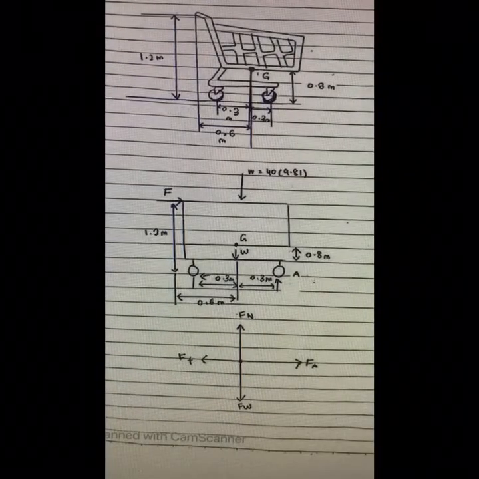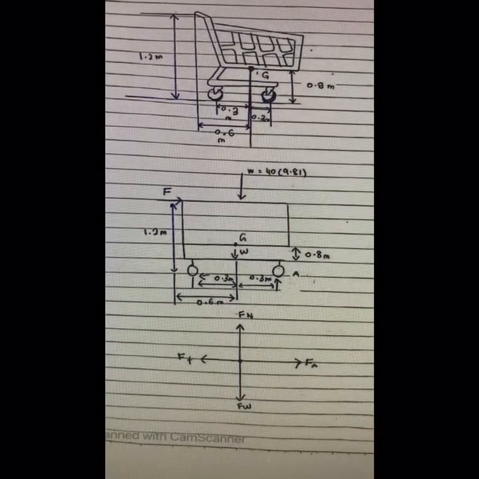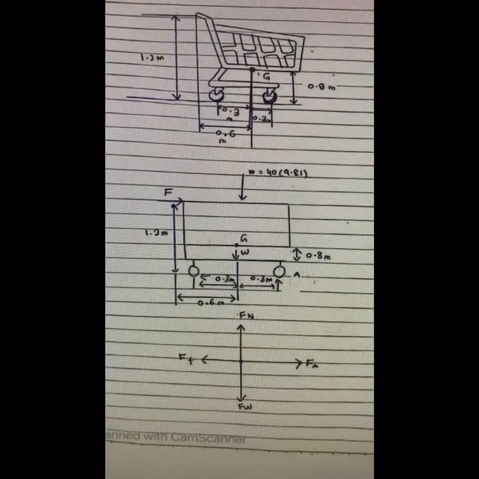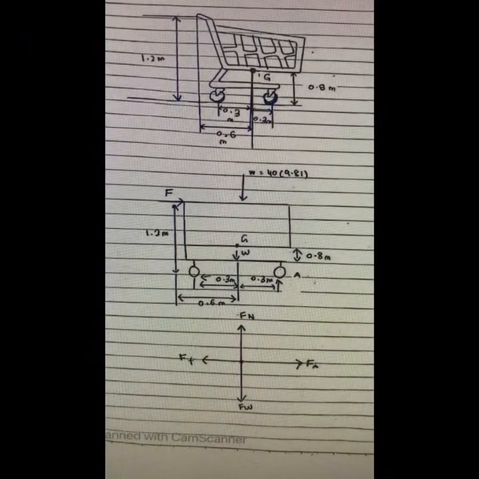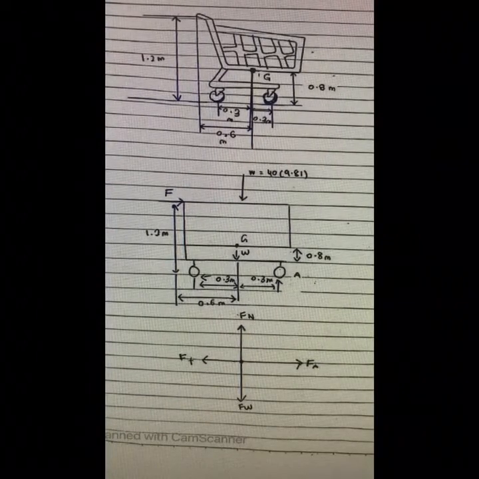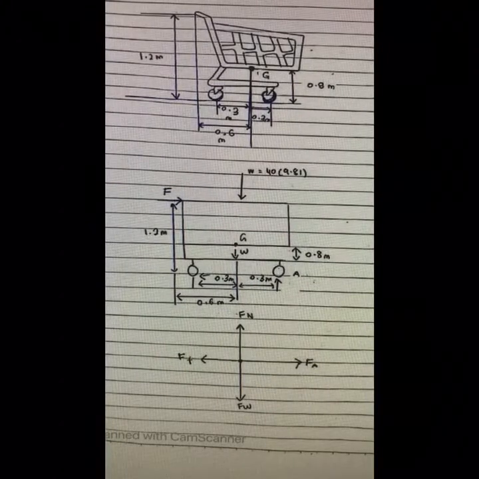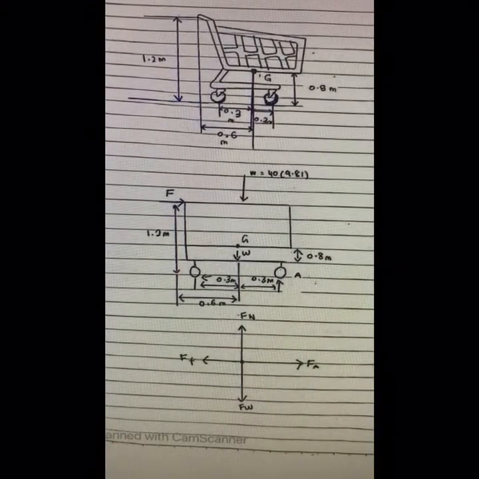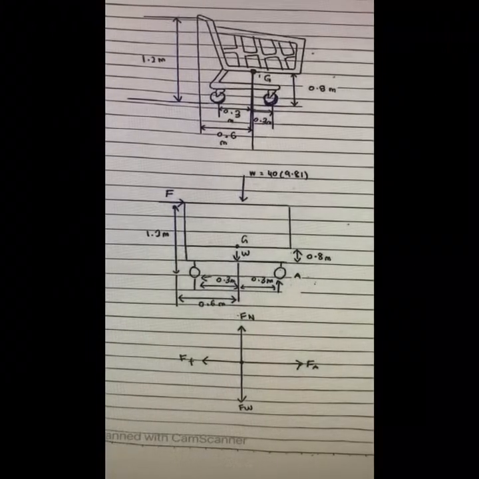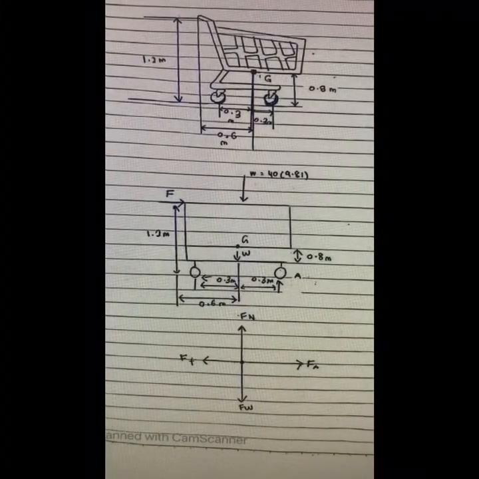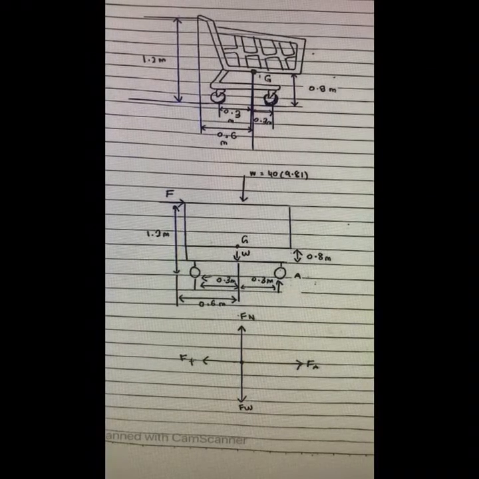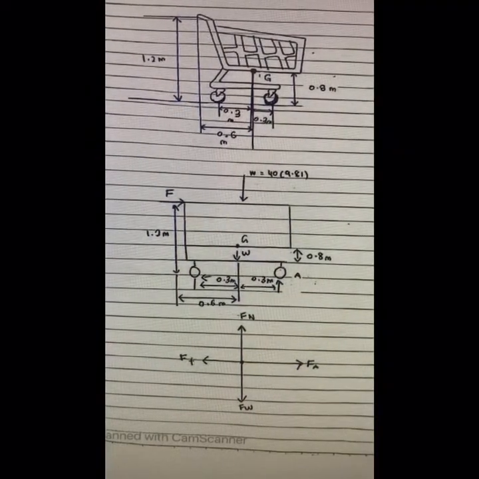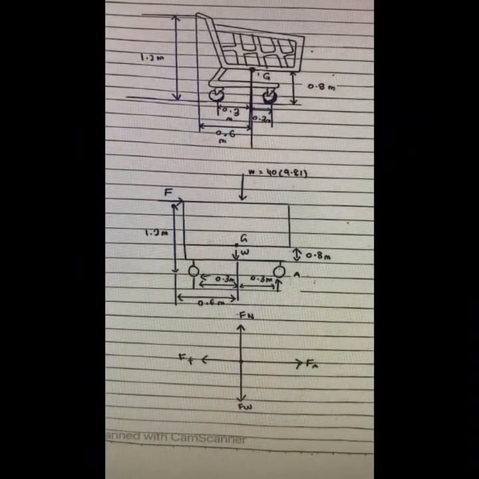For the free body diagram for the trolley, we have three main forces. First, weight, 40 kilograms, which we must multiply with gravity, 9.81. Second, the frictional force at the wheels. We have two wheels, so I put A1 and A2. Third, force F at the handle, because it involves more force there.